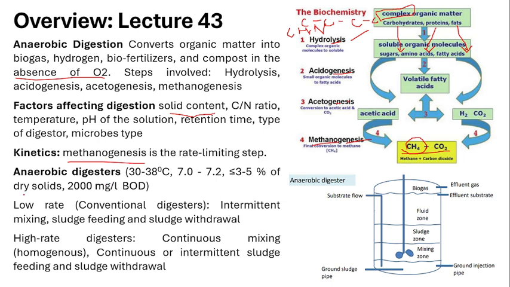Okay. Now coming to the anaerobic digester. It is nothing but a reactor where anaerobic digestion is happening. The optimum conditions for better anaerobic digestion are: the temperature should be 30 to 38 degrees Celsius and the pH should be around 7 to 7.2. One of the important things is the dry solid content should not exceed 3 to 5 percent of the total weight in the digester. And a maximum of 2000 mg per liter of BOD is allowed for the anaerobic digestion process.